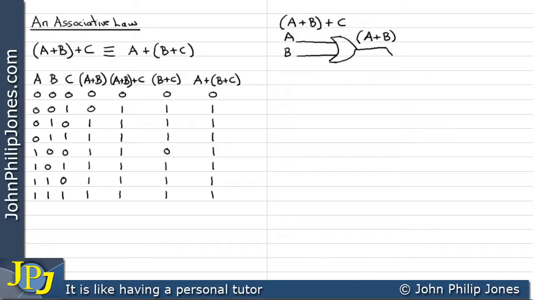Now, if I take that and pass it to the input of another OR gate, which takes C as its other input, let's draw the OR gate here. What I get at this point now is A or B ORed with C.